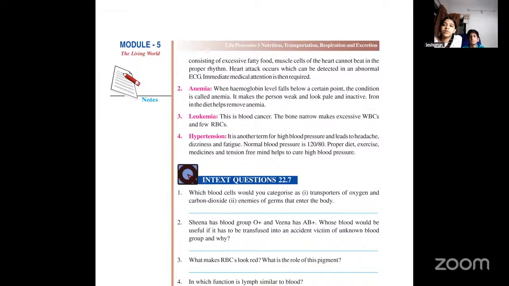When hemoglobin levels fall below a certain point, the person becomes weak, pale, and inactive. Iron in the diet helps more. Did you read that? It was waiting. Okay. Anemia is when hemoglobin is less.